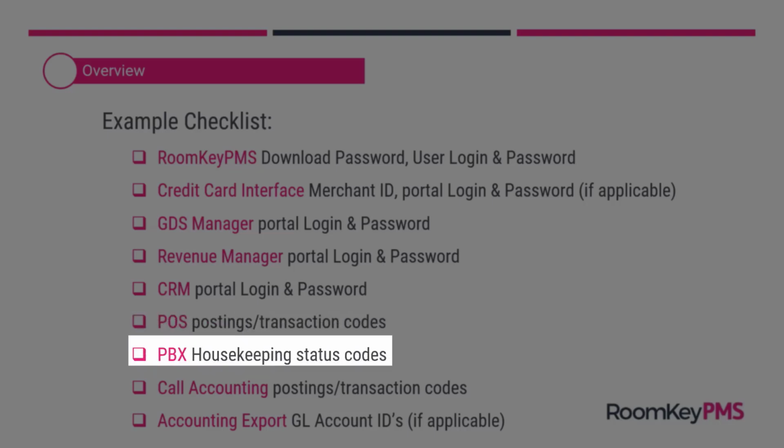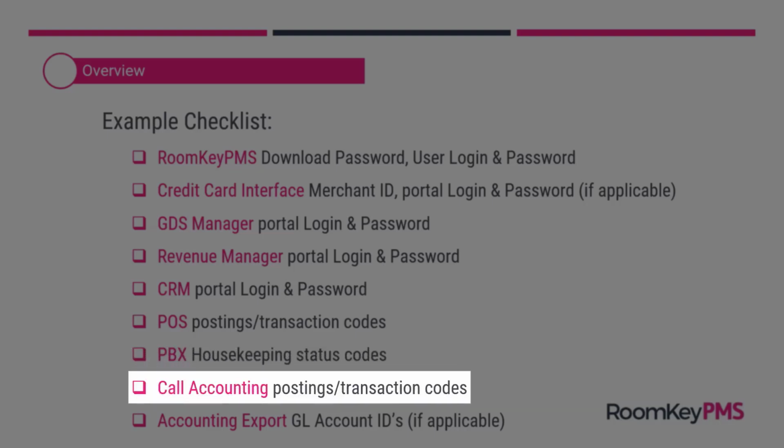When you have a PBX connection, we want to make sure that you are up to date with the housekeeping status codes. These codes are what the housekeeping team will use to update housekeeping statuses directly in Roomkey via that PBX connection. When it comes to call accounting, similar to the POS, you need to know what the posting or transaction code is. So when a guest used the telephone from their room, whether it's a local call or an international call, you need to know or be mindful of what that transaction code is in Roomkey, so how it appears on their guest final bill in their account in Roomkey.